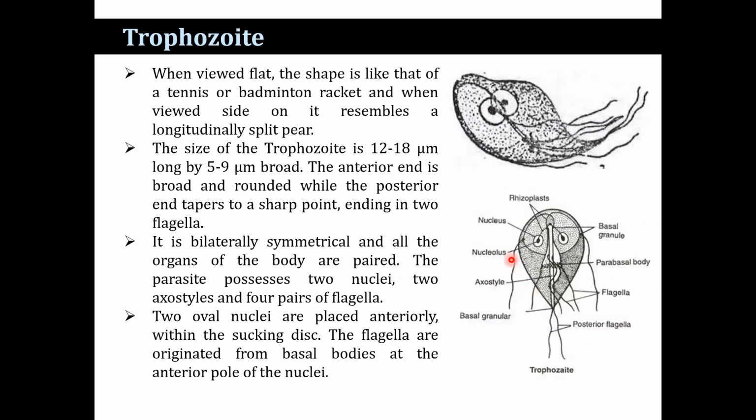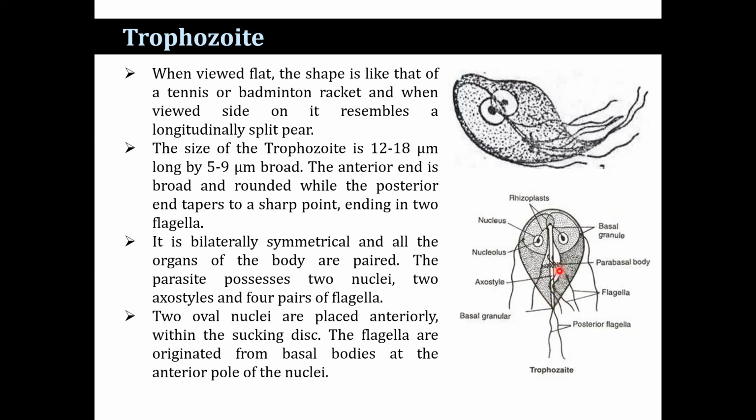When viewed flat, the shape is like a tennis or badminton racket, and when viewed from the side, it resembles a longitudinally split pear-shaped structure. The size of the trophozoite is 12 to 18 µm long and 5 to 9 µm in breadth. The anterior end is broad and rounded, while the posterior end is tapered to a sharp point ending in two flagella. It is bilaterally symmetrical and all the organs of the body are paired.